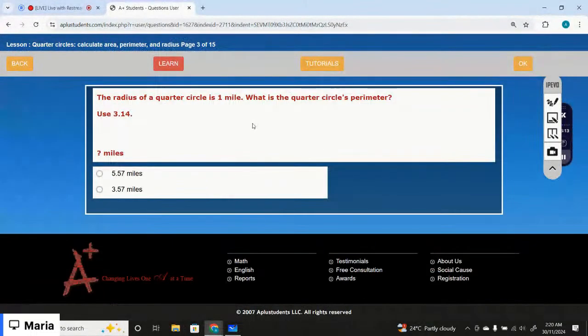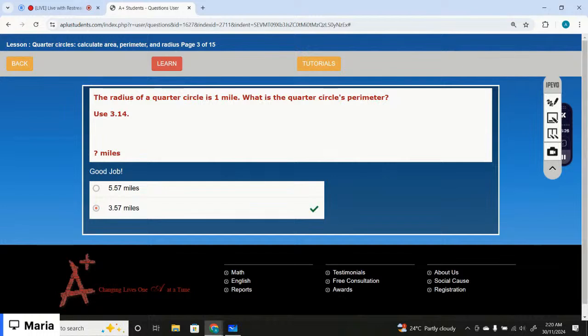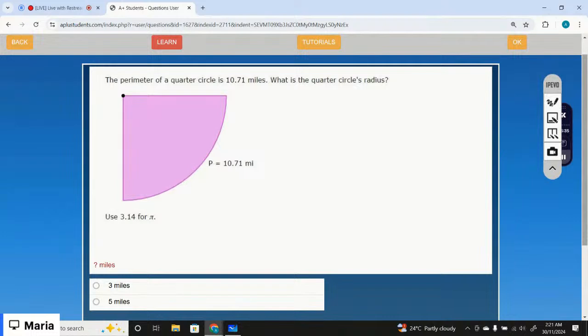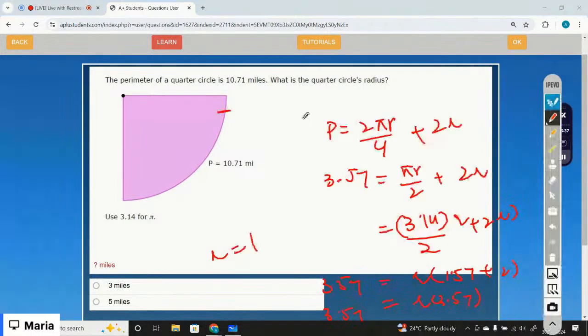The radius of the quarter circle is 1 mile. What is the semicircle's perimeter? That is 3.57. Option number 2 is the correct option. The perimeter of the quarter circle is 10.71. You are given the perimeter, that is 10.71.